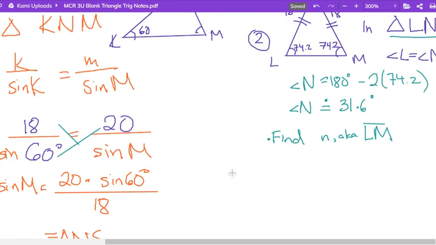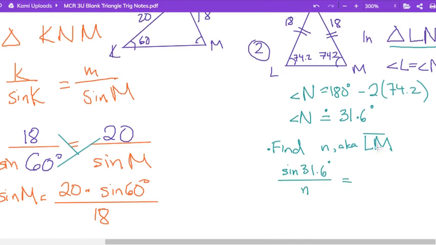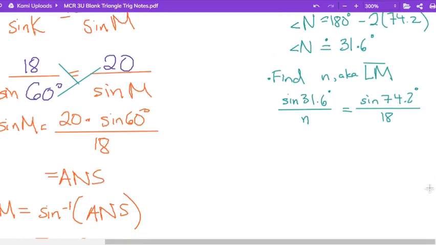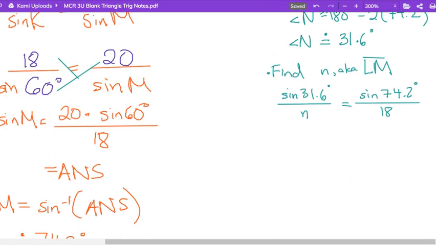And once again, we're going to use sine law. No worries. I got sine of N, 31.6, over N equals, and here I'm going to be a bit lazy, both sides, because it's isosceles, it doesn't matter which of the pairs I choose. Right? It doesn't matter which pair, so I'm just going to jump right in without the formula. Multiply, divide.